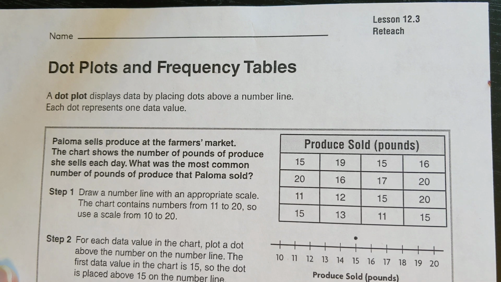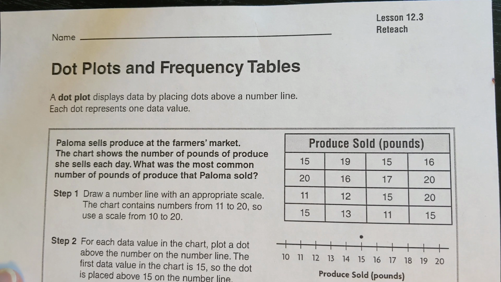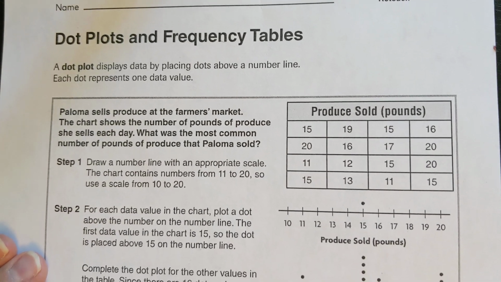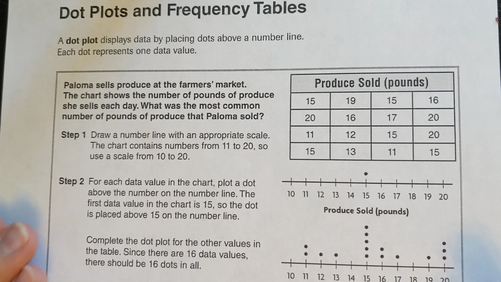This first lesson is on dot plots and frequency tables. And I know that you've done a little bit with dot plots. I remember teaching 5th grade and we did some dot plots in 5th grade. So I know you have some experience with this, but we're going to go through this. So up here at the top, it has a little description. A dot plot displays data by placing dots above a number line. Each dot represents one data value. Okay, so let's try one out and see how this looks.